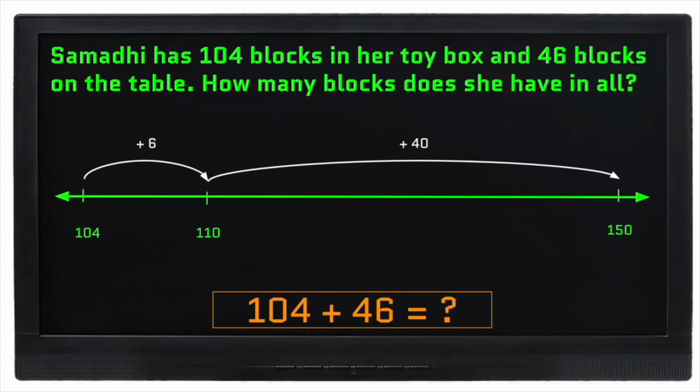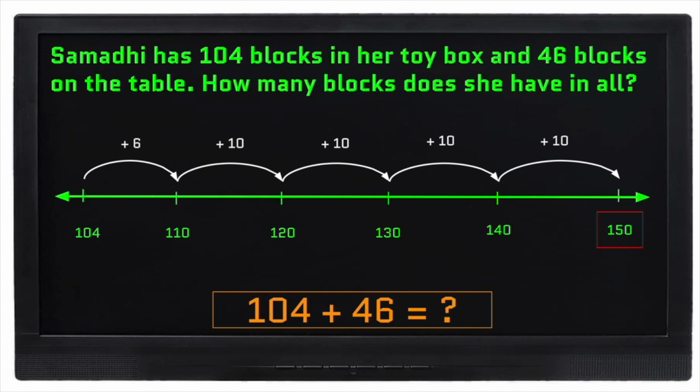You might have thought about this in another way as well. You might have thought about it like this, where you had 104 plus 6 to get to a friendly number, and then adding on 10 4 times. And 10 plus 10 plus 10 plus 10 plus 6 altogether makes 46.